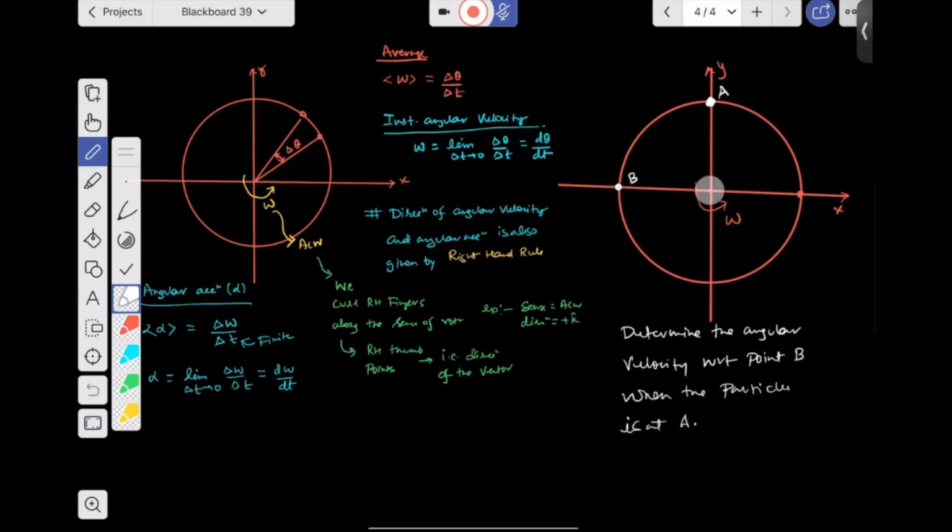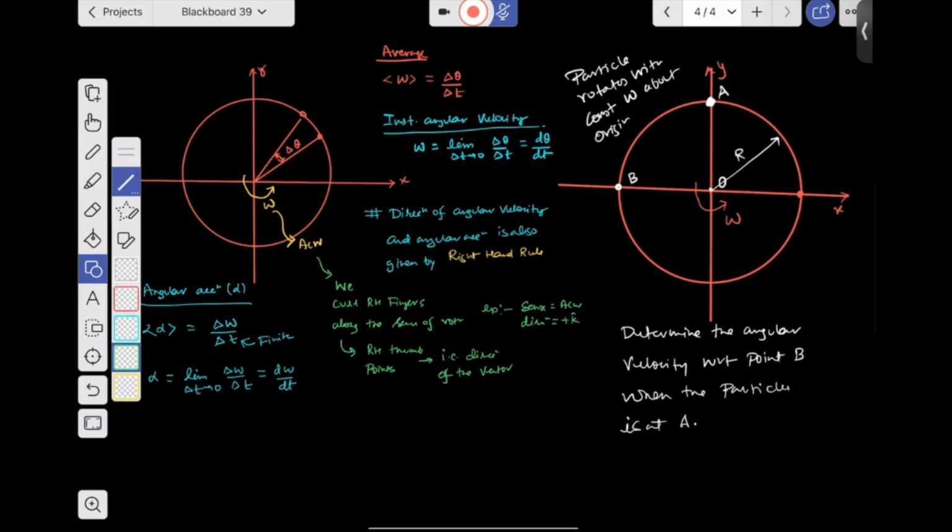What is given is that the particle rotates with constant omega about the origin around a circle of radius r. We can figure it out not just when the particle is at point A, we can do it even when the particle is at any other point also.